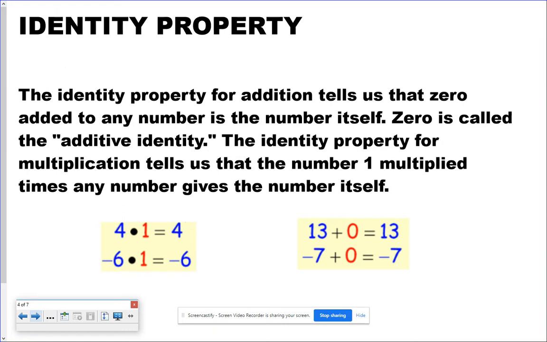Because if you notice in our example here, 4 times 1, 4 stays itself. It keeps its identity. -6 times 1, same thing. We keep it as -6. 13 plus 0, same number. -7 plus 0, same. Okay, so it keeps its same identity. It doesn't change based on the number operation.